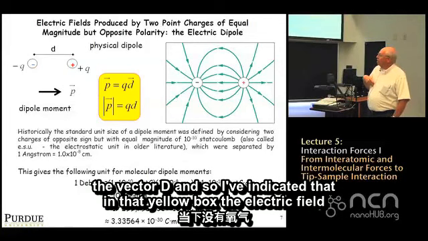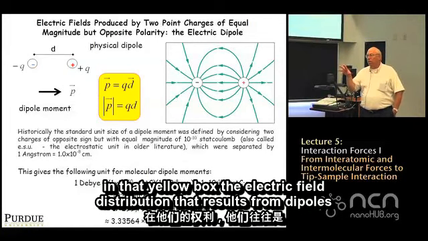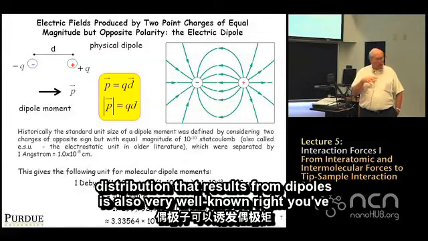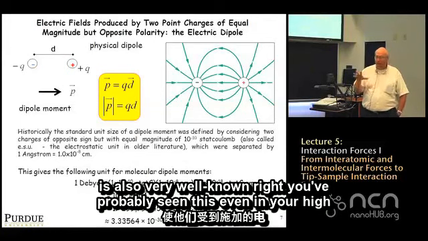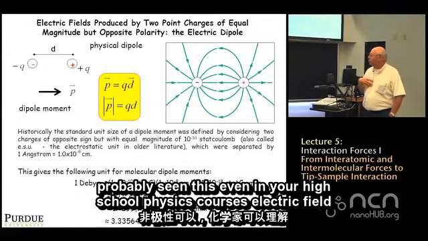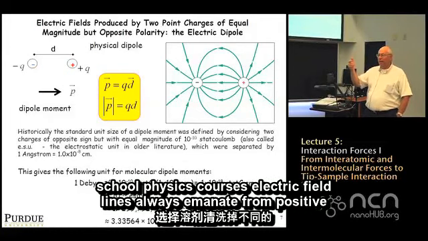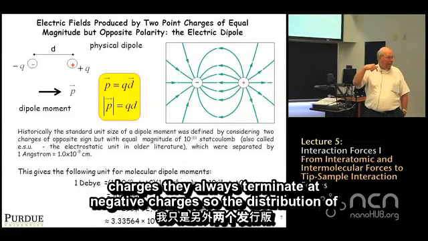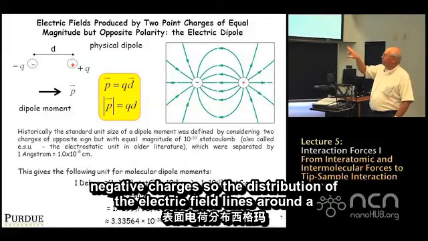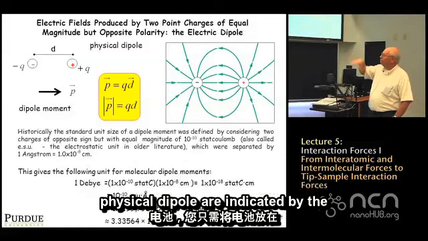The electric field distribution that results from dipoles is also very well known. You've probably seen this even in your high school physics courses. Electric field lines always emanate from positive charges and always terminate at negative charges. So the distribution of the electric field lines around a physical dipole is indicated by the green arrows in that box.